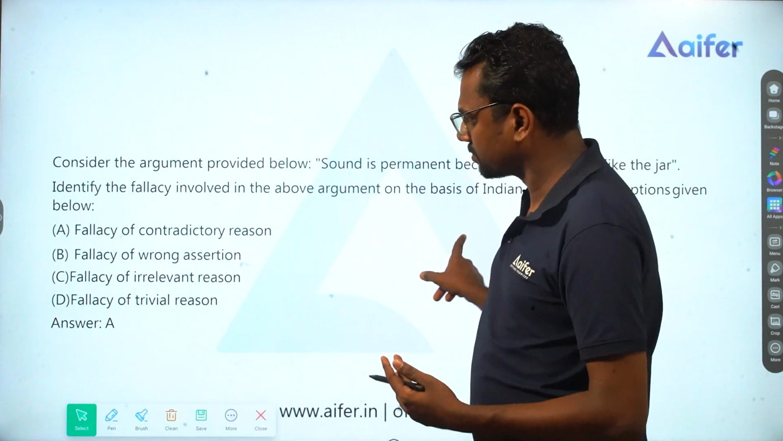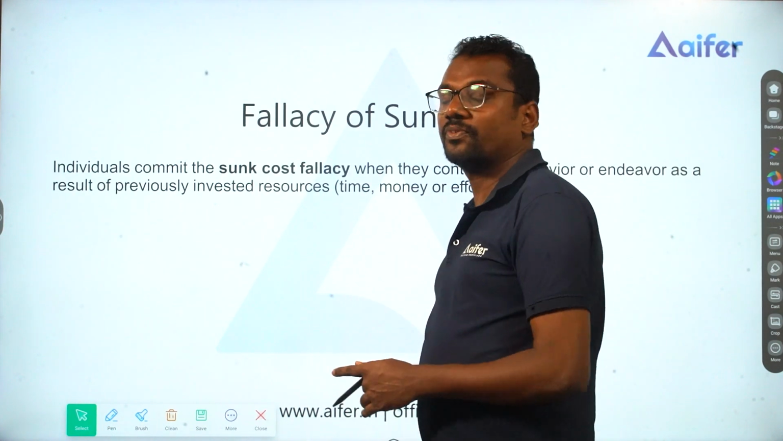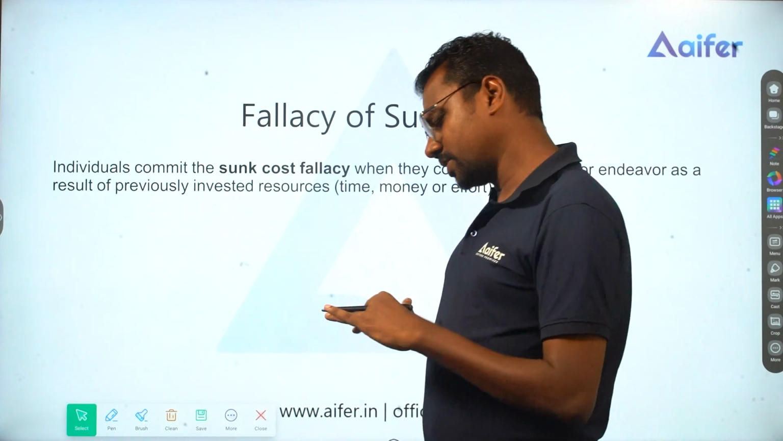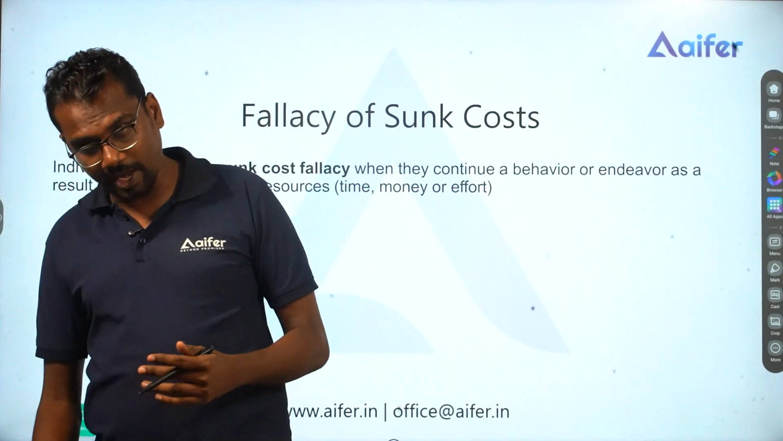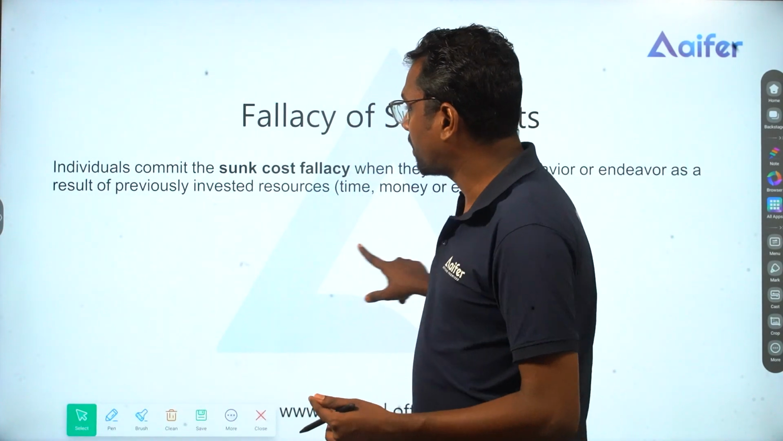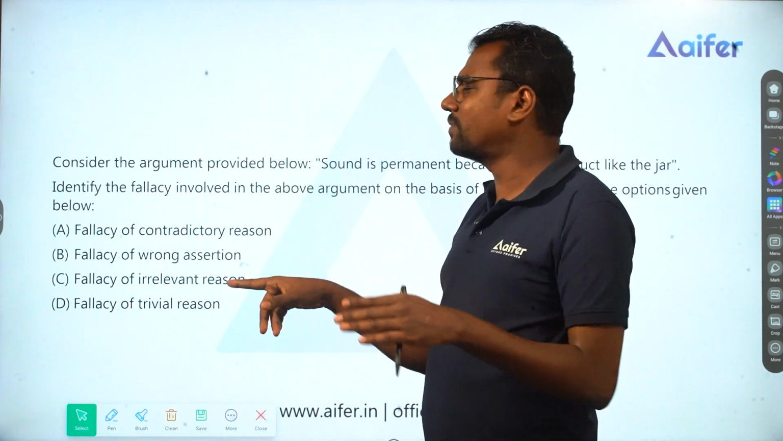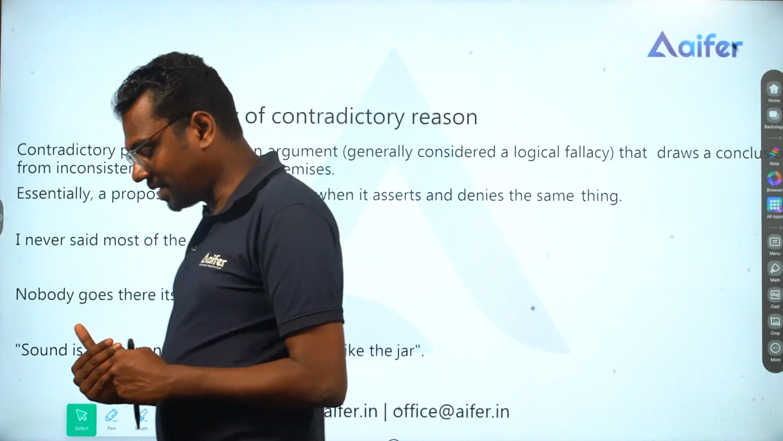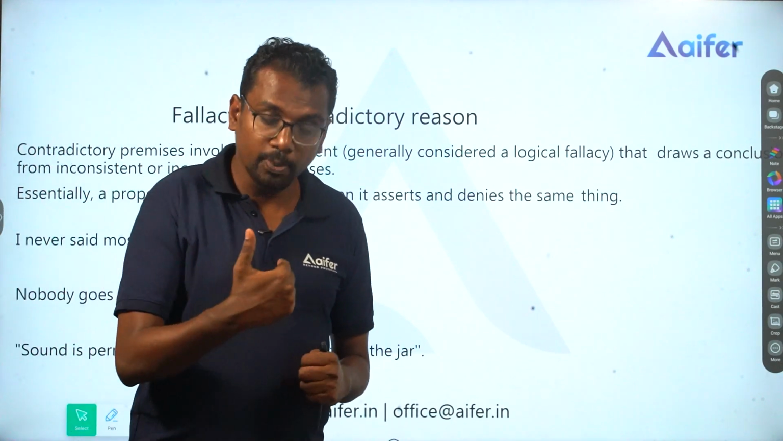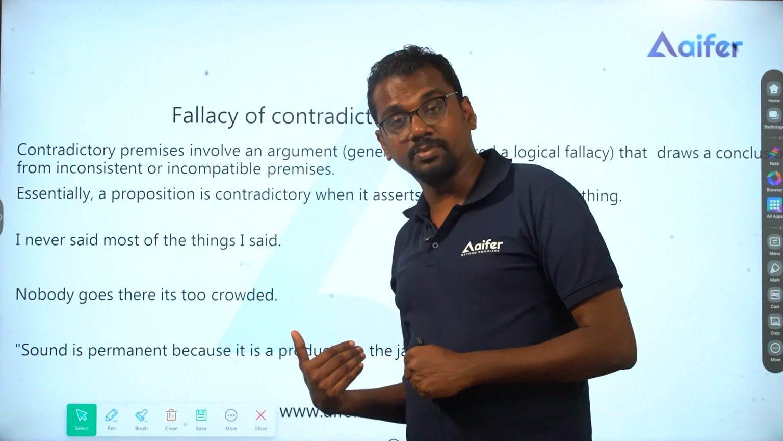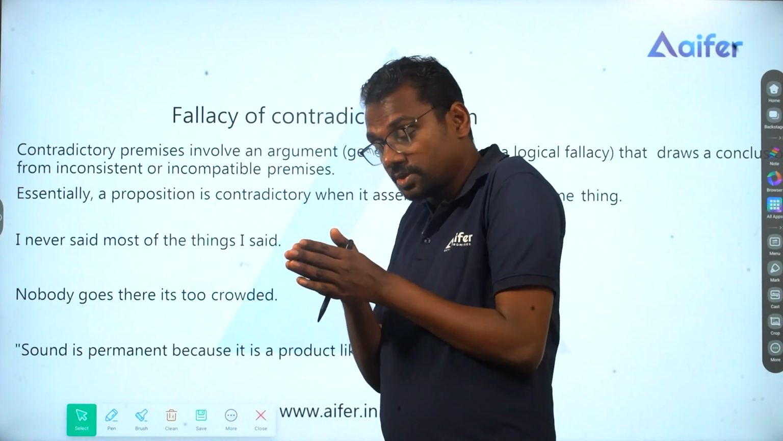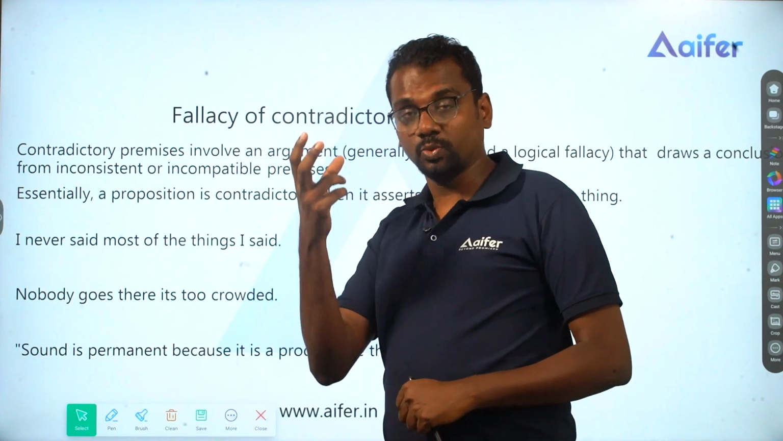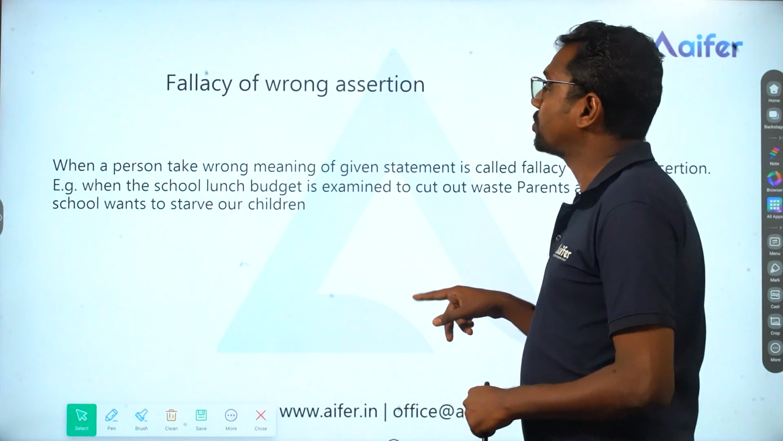So I will just revise. We have the fallacy of sunk cost: just because I have invested a lot of time, I will be continuing with that. The first set is a bit confusing, so revise it multiple times. Fallacy of contradictory reason: within a sentence, I give the opposite view, it asserts and denies the same thing. Sound is permanent, which means it will be there all the time, but it's a product like the jar which has a beginning.